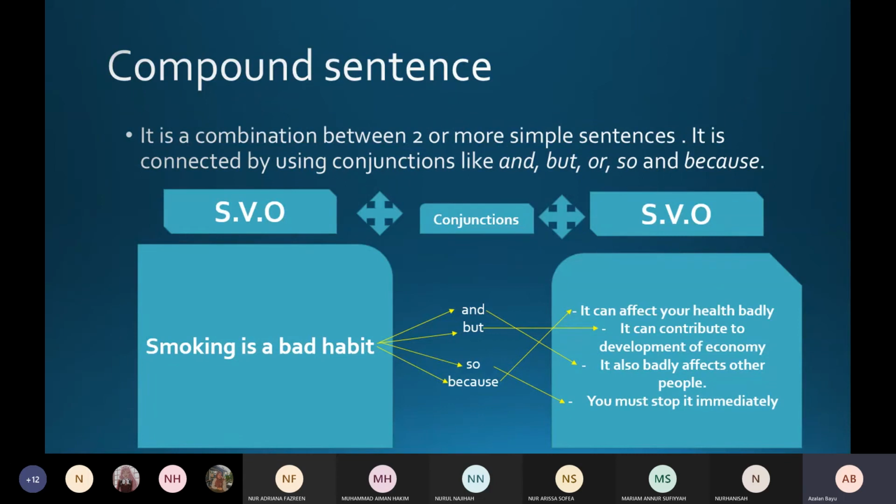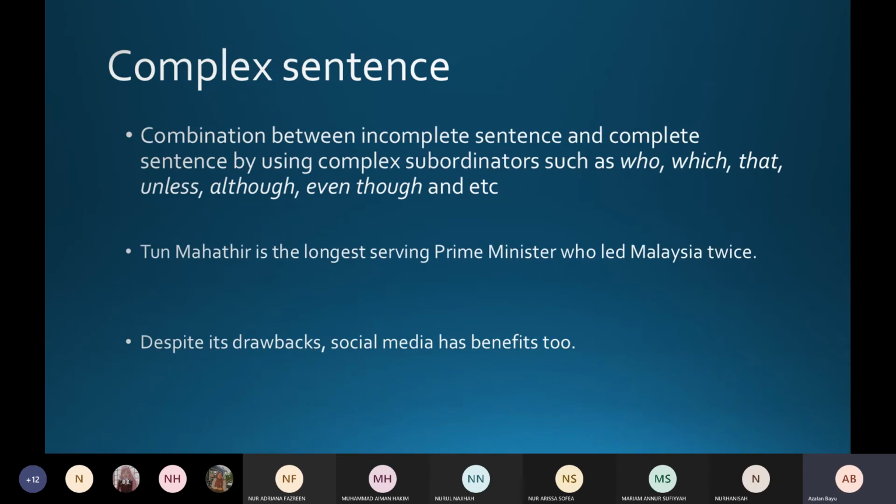Itu saja, tidak banyak sangat. Yet, satu lagi, the next one: complex. Nama dia pun complex, so penggunaan dia pun agak complex. Kalau compound adalah combination between two simple sentences, tapi complex sentence adalah combination between incomplete sentence and complete sentence, and you connect two sentences by using what we call subordinators. Kalau tadi adalah conjunction, ni subordinators.